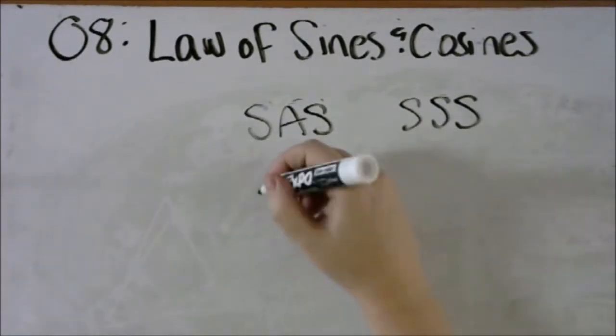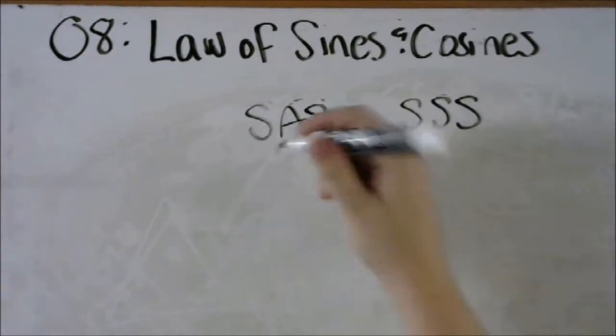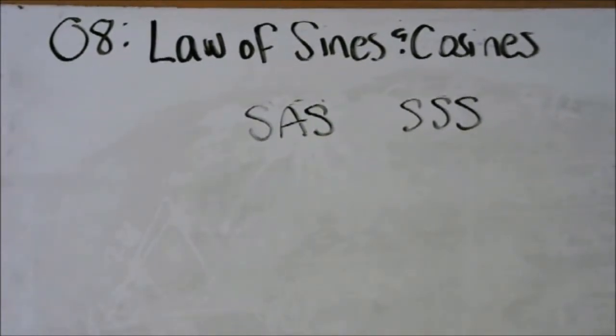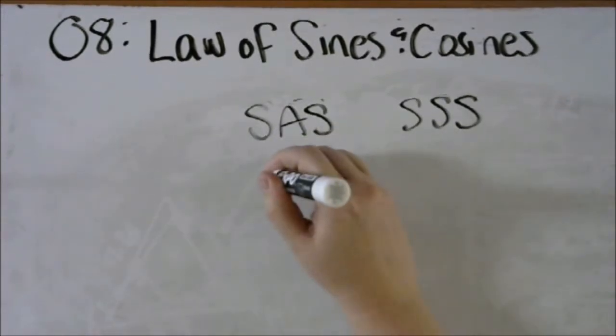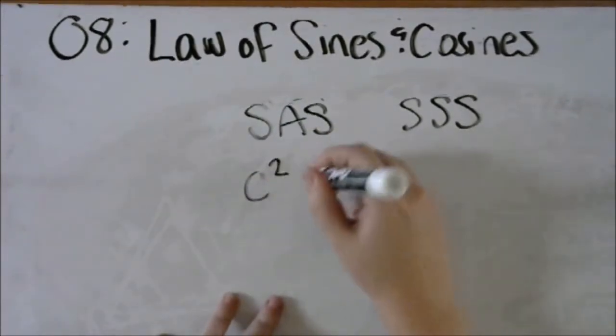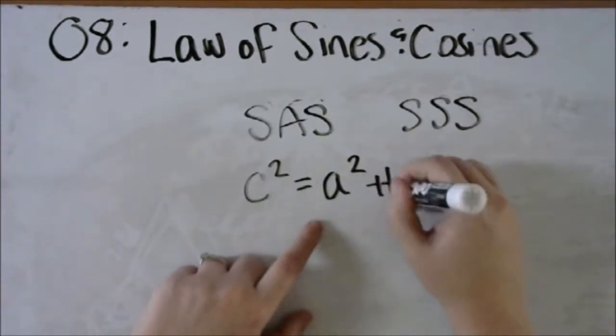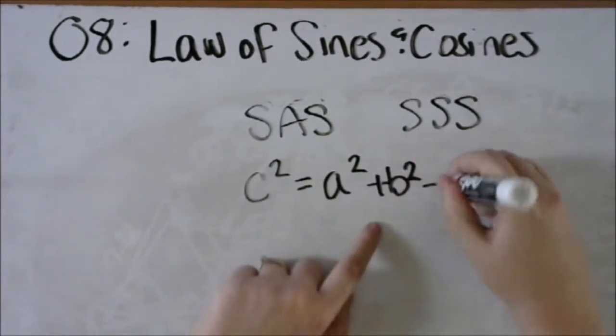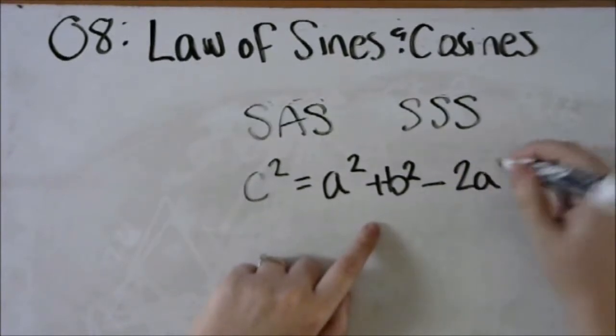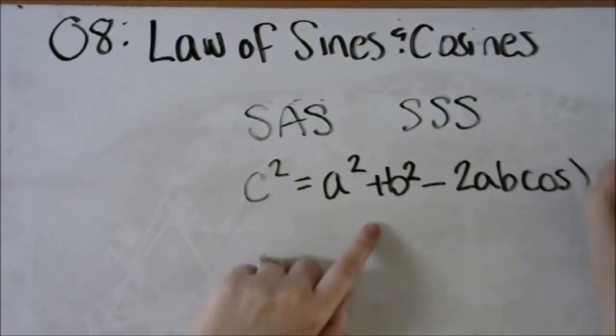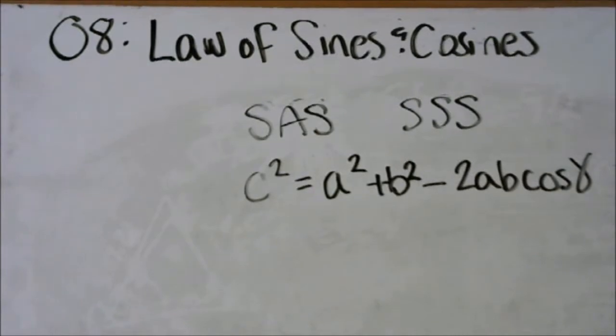Again, it's going to look an awful lot like the Pythagorean theorem. The only difference is that in an oblique triangle, you don't have a hypotenuse because you don't have an angle that's 90 degrees. So with the law of cosines, we can say that c squared is equal to a squared plus b squared minus 2ab cosine gamma.